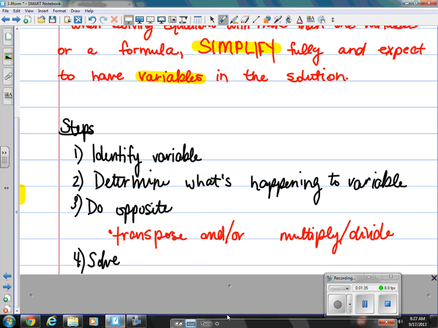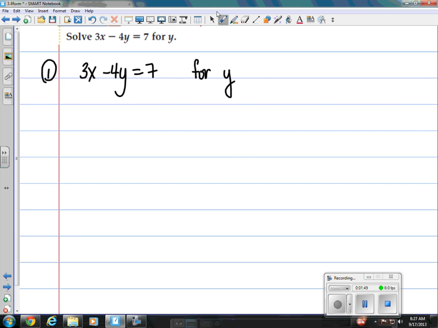So these 4 steps are what we're going to do for today's problems. First, identify our variable. Second, determine what's happening to our variable. Third, do the opposite. Fourth, solve. So let's look at some examples. Example 1. We're given 3x minus 4y equals 7, and we're asked to solve for y.